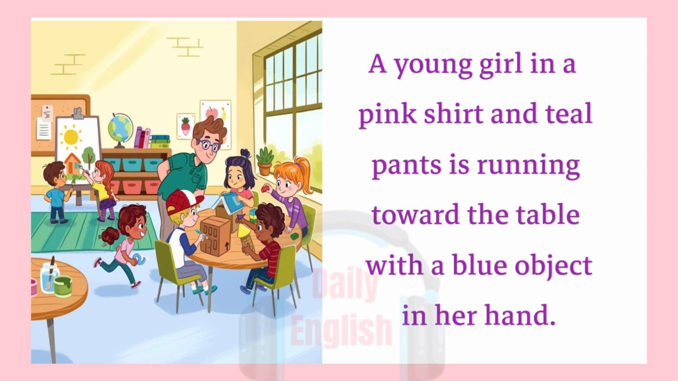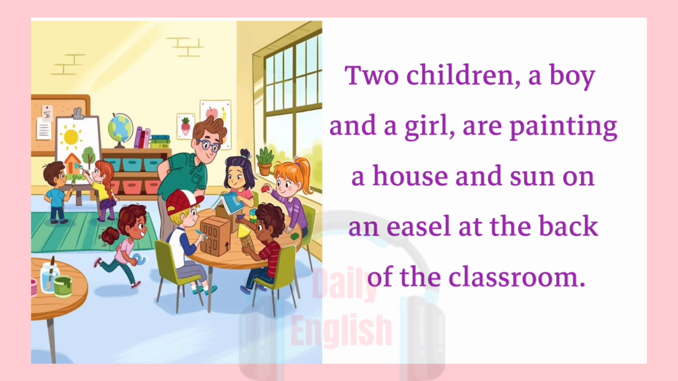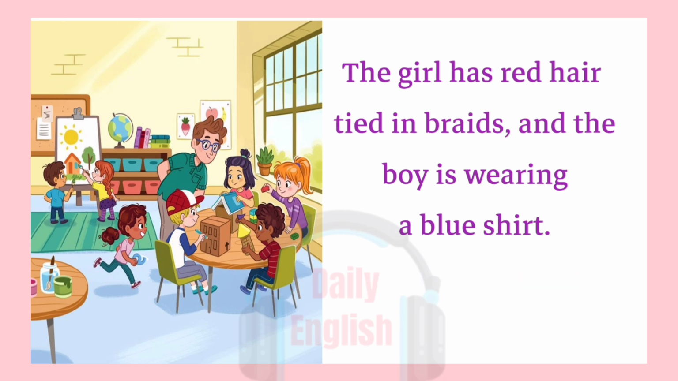A young girl in a pink shirt and teal pants is running toward the table with a blue object in her hand. Two children, a boy and a girl, are painting a house and sun on an easel at the back of the classroom. The girl has red hair tied in braids, and the boy is wearing a blue shirt.